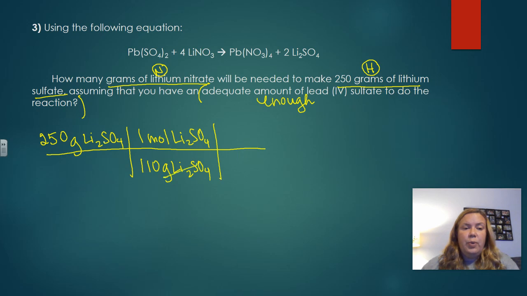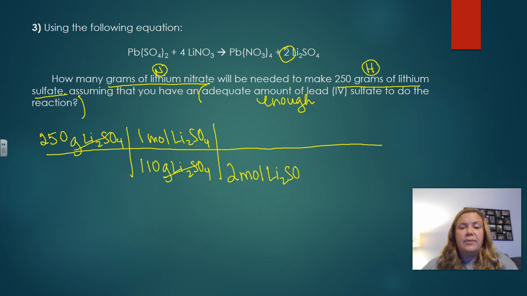Now, we are to the point where we want to change substances. So we're going to go from lithium sulfate to lithium nitrate because we want to compare the substances. And this is where we use our mole ratio. So we use the equation. Look up here at the problem, and we have 2 moles of lithium sulfate. So here's our mole ratio. For every 2 moles of lithium sulfate, we have 4 moles of lithium nitrate. The reason why I chose lithium nitrate again is that's our need, grams of lithium nitrate.